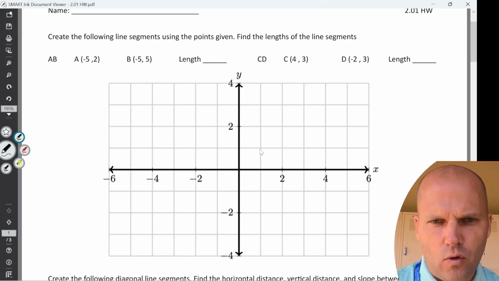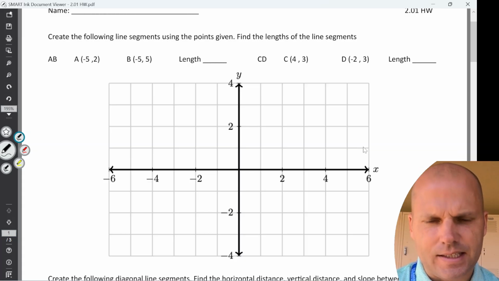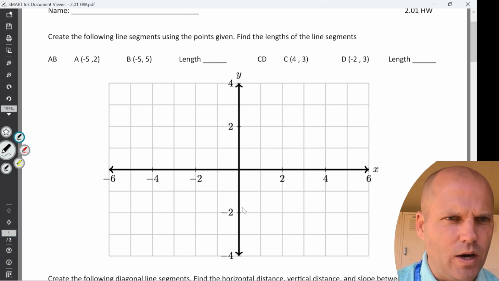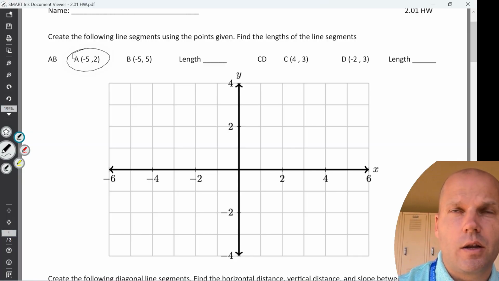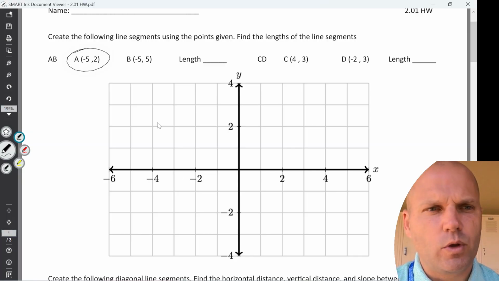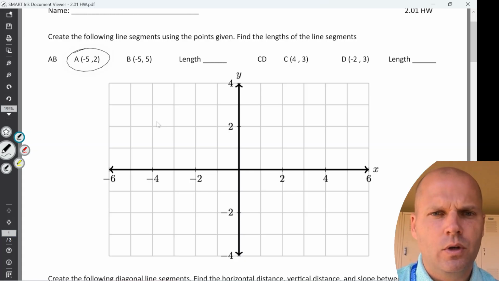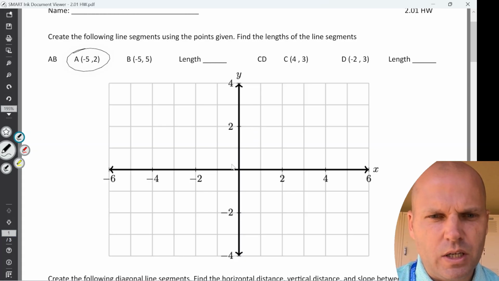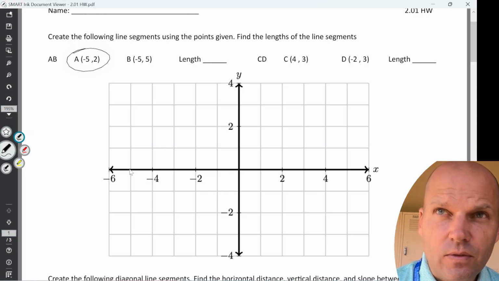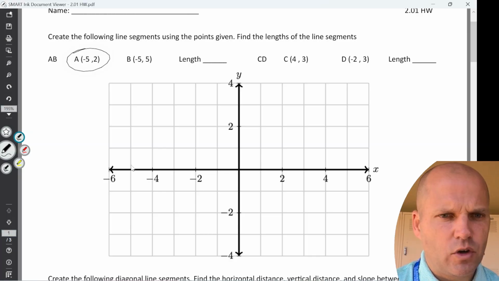Every time we go over one to the right, we are adding one to the x distance or the horizontal length, and up one with the y distance. We like to put points not just willy-nilly on a piece of paper. Rather, we will take a point like negative 5, 2, and we will say we are going to be to the left 5 of the origin, and we're going to be up 2 from the origin.